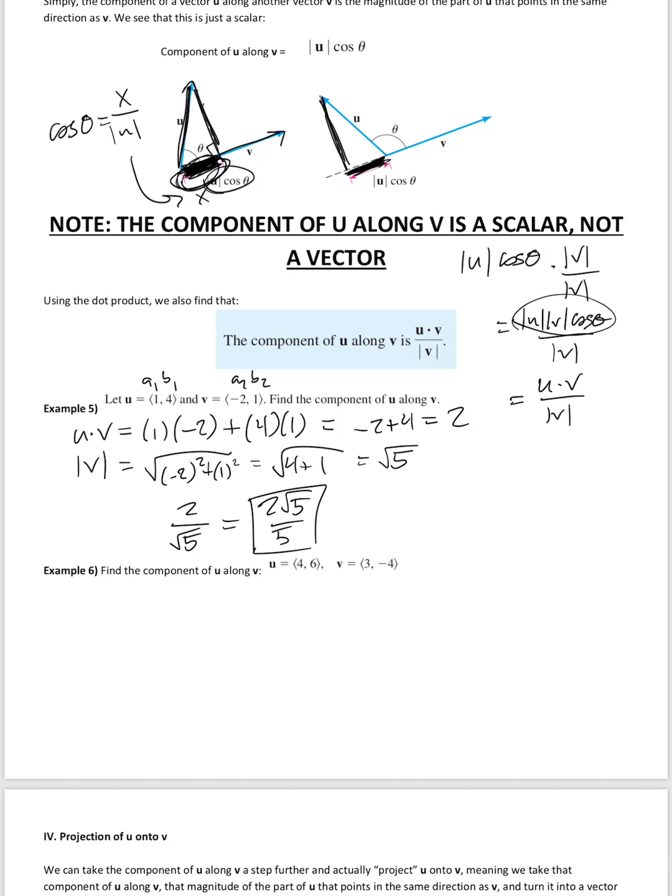So again, physically, what that represents is the magnitude, or the part of vector u that points along the same direction as vector v. Okay? And it is a scalar. It's a length. It's magnitude. It is not a vector itself. So go ahead and try example 6. Okay, I think that'll be useful for you.